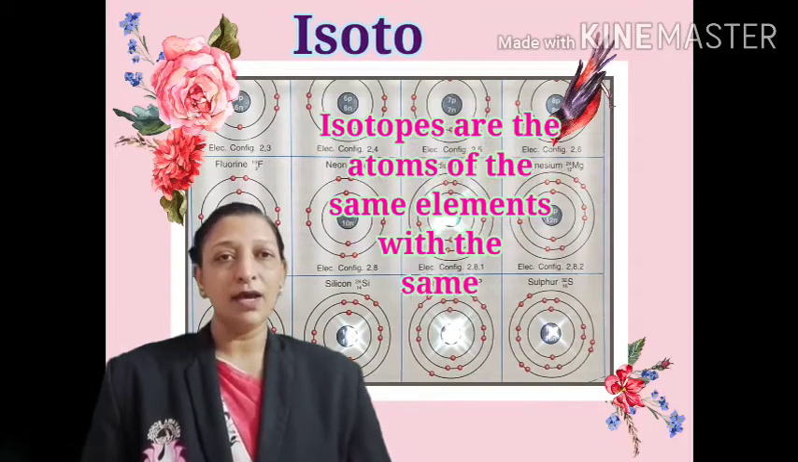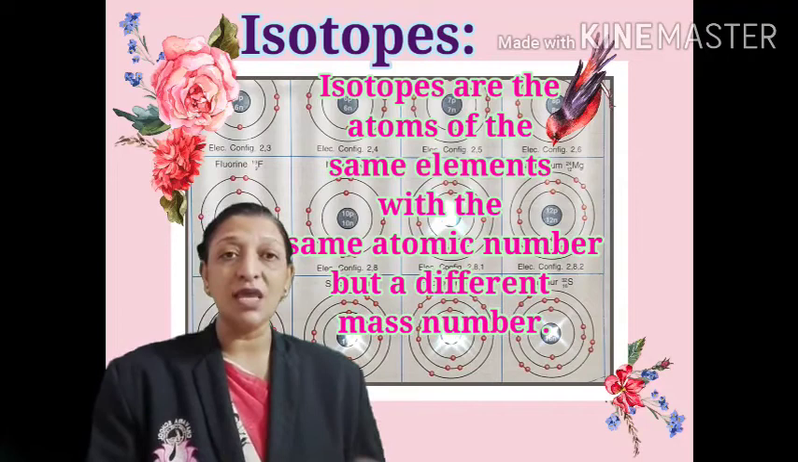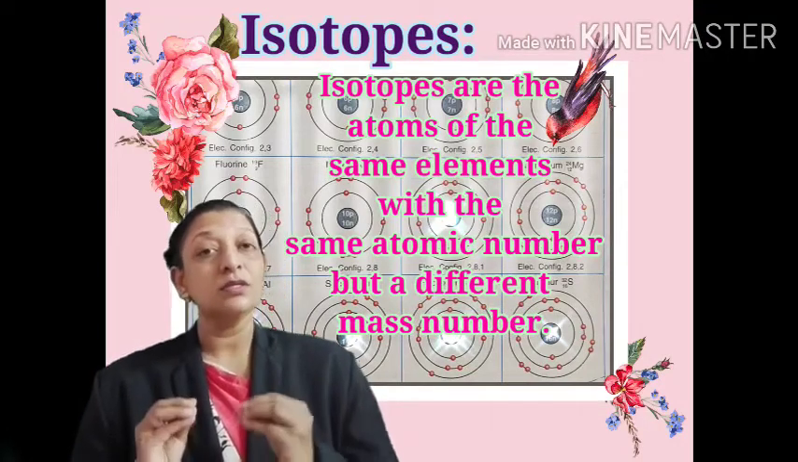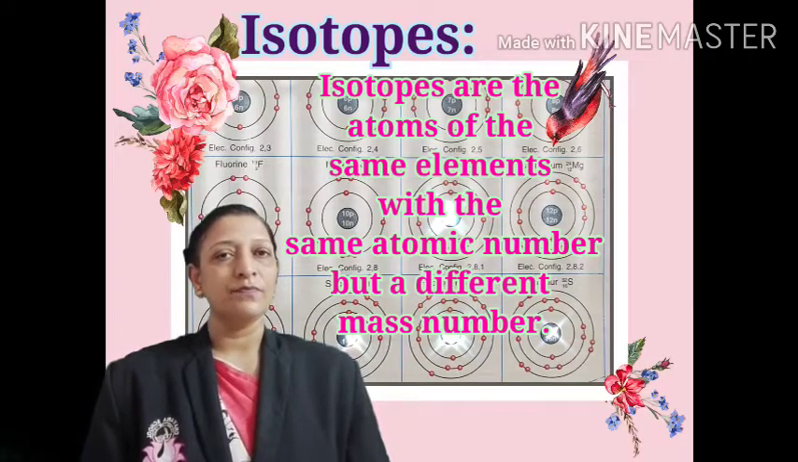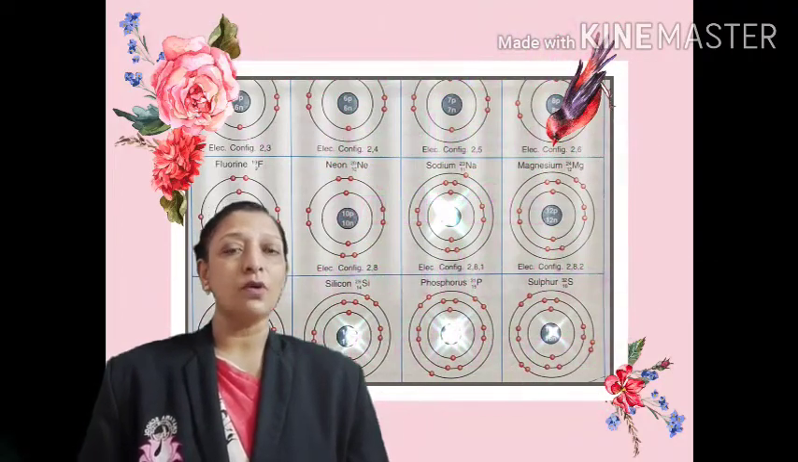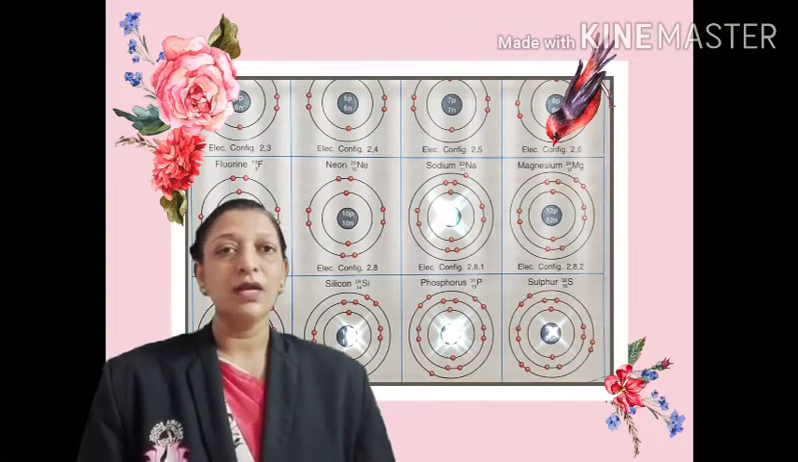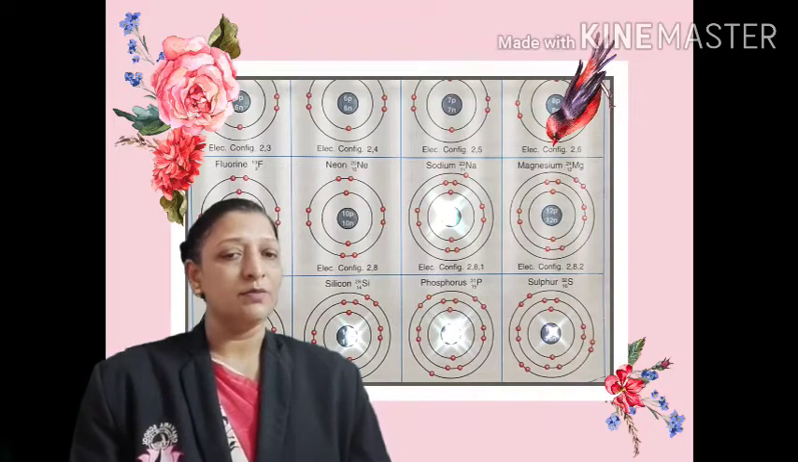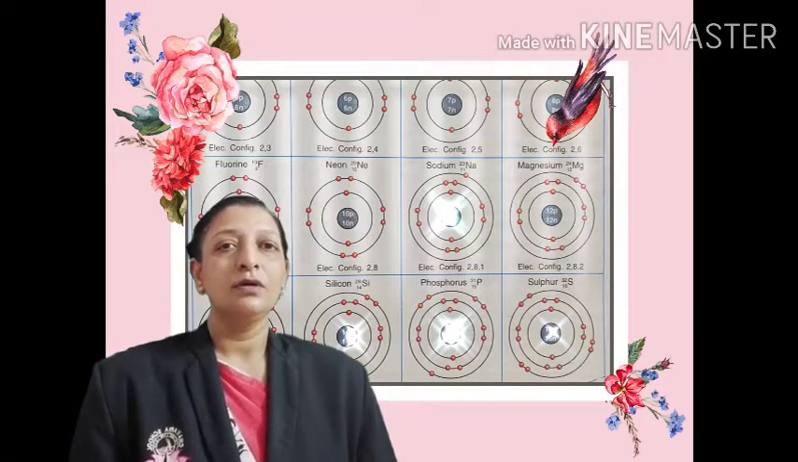Let us come to the next topic, isotopes. So what is meant by isotopes? Isotopes are atoms of the same element with the same atomic number but different mass numbers, due to the difference in the number of neutrons present in the center of the atoms, that is the nucleus of the atoms. Let us study it with an example.